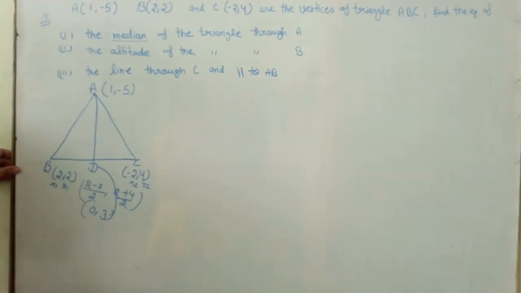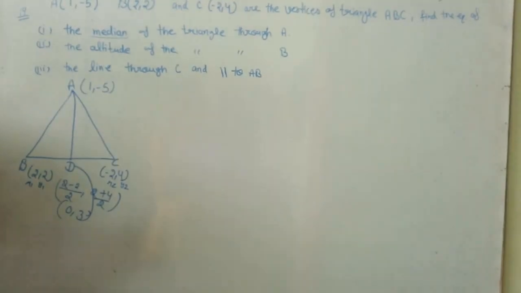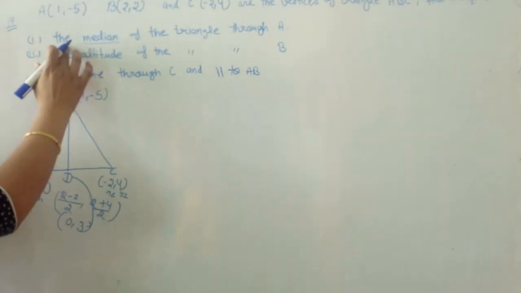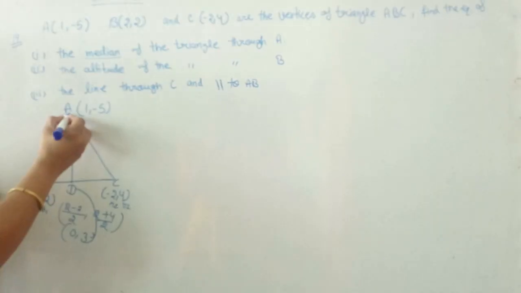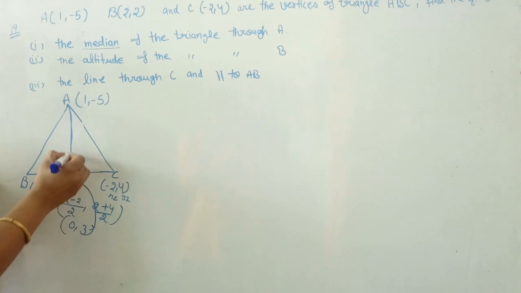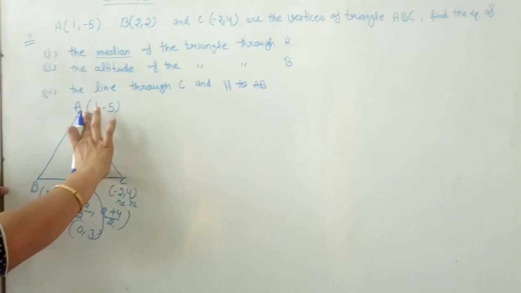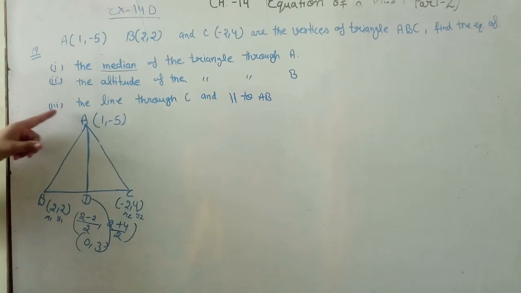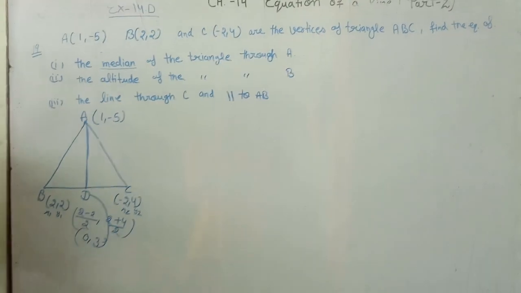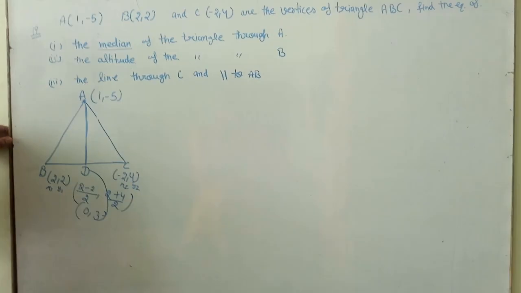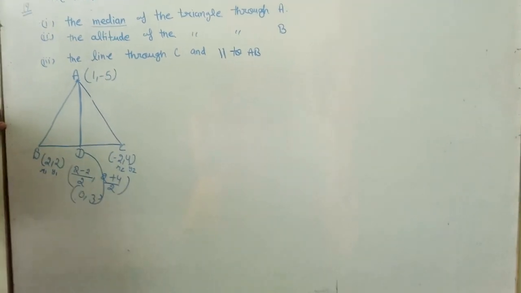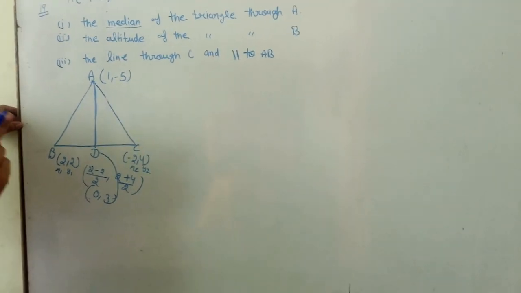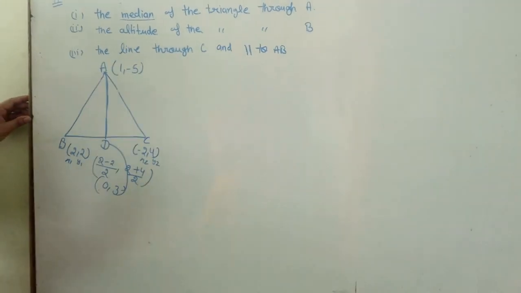Then we find the coordinate of D by the midpoint formula. We find the equation of the median. Equation of the median means AD. For the median AD, we have the coordinates of A and also the coordinates of D. Then there are three types for finding the equation of a line.